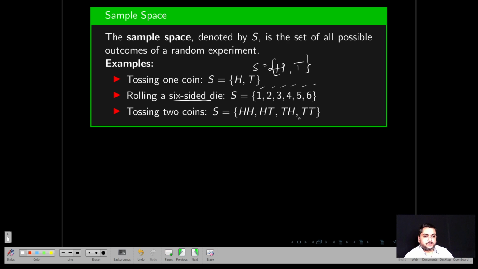Similarly, tossing two coins. If I toss two coins, coin 1 and coin 2, what are the possible combinations? You may get head here, head here; head here, tail here; tail here, and head here; then tail here and tail here. So the possible combination sample space is what? All the possible combinations will form your sample space: HH, HT, TH and TT. This is the concept of sample space. So you understood what is a random experiment and sample space.